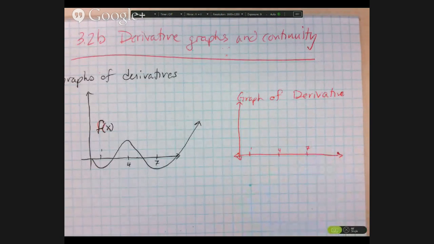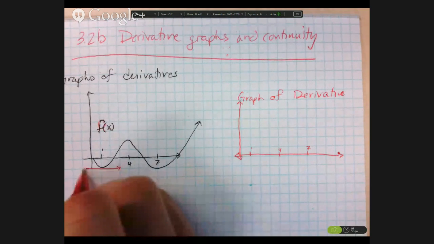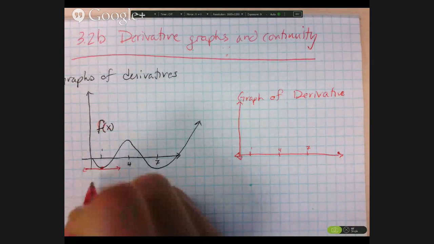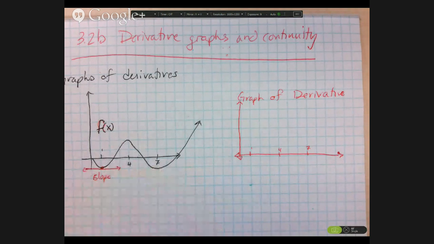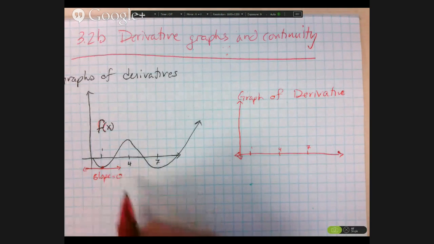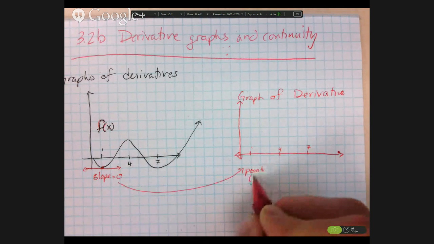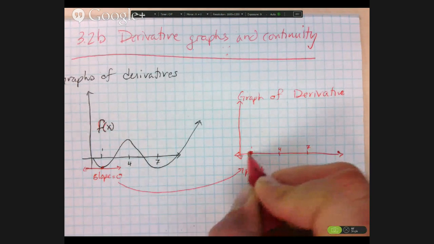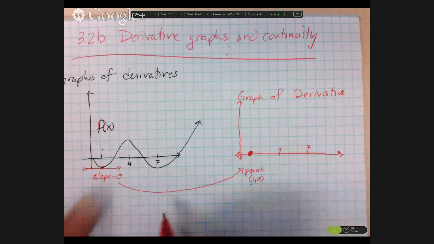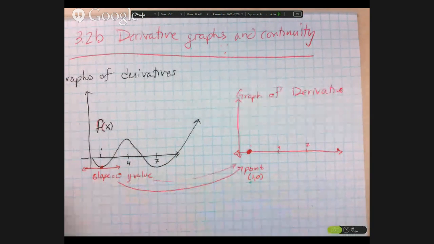Okay. So what is the value, the slope of the line at 1? Okay, 0. The slope is 0 there. That means the point here is 1, 0. So this 0 becomes our y value here. The x stays the same, but we're just taking the slope and making it a y value.